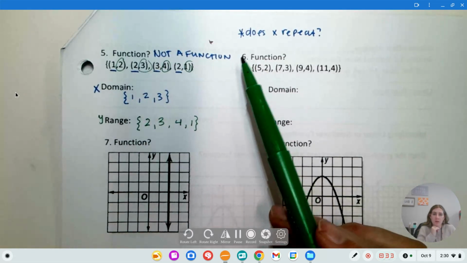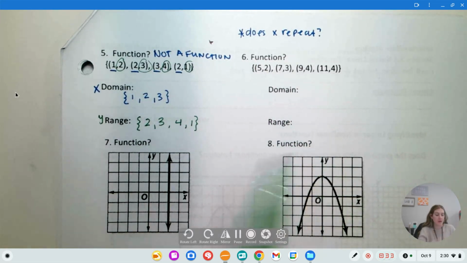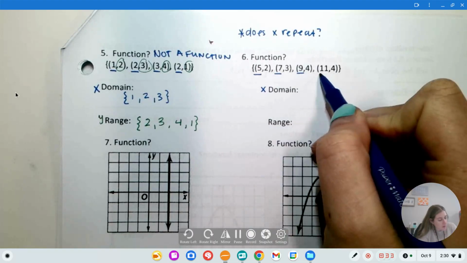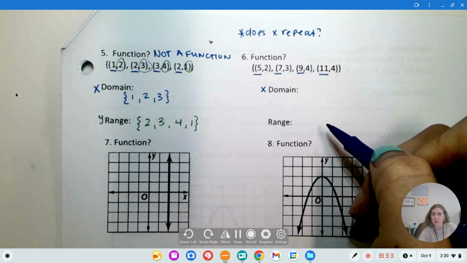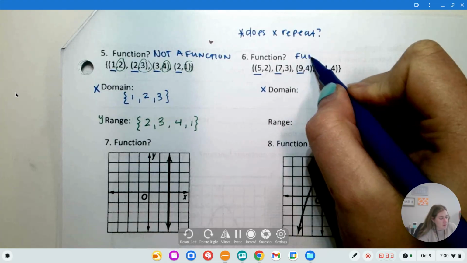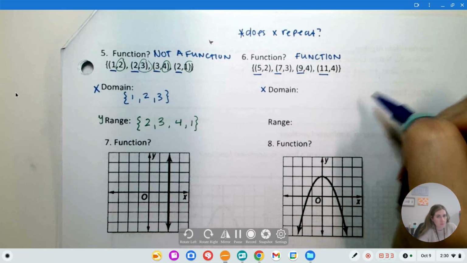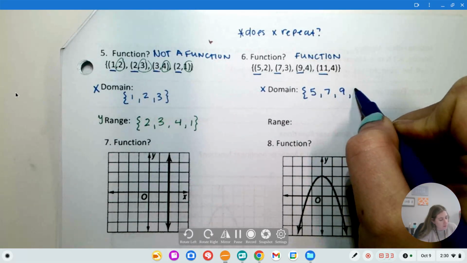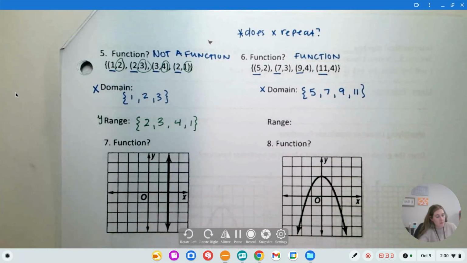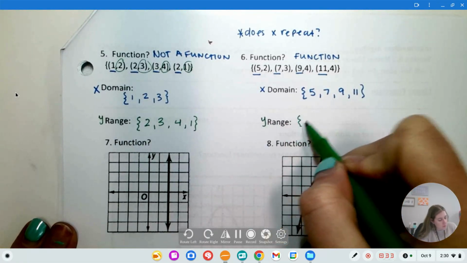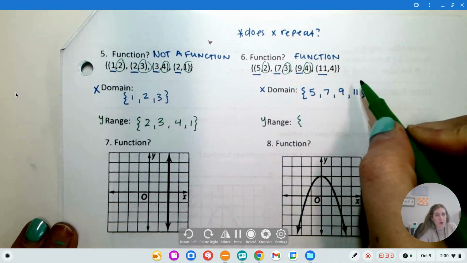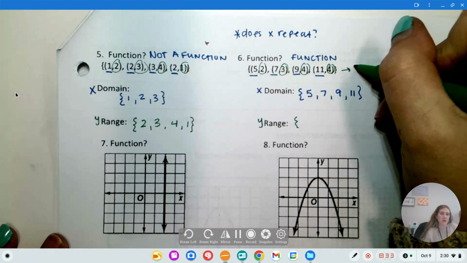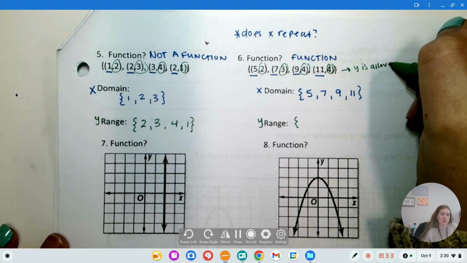And if you haven't already started number 6, same exact thing. Do the x's repeat? So I'm going to go back to my domain, 5, 7, 9, 11. Those do not repeat, so this is a function. So fancy bracket, my domain, 5, 7, 9, 11. My range are the y values, 2, 3, 4, and 4. If the y's repeat, that is okay. Y is allowed to repeat.